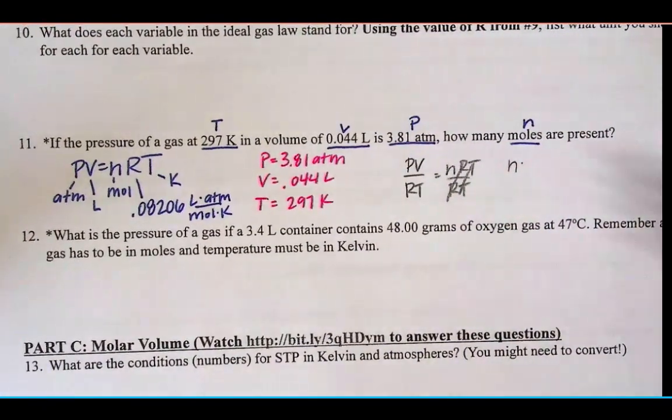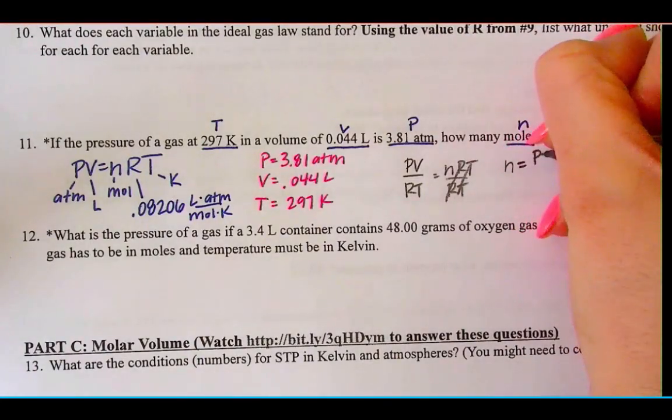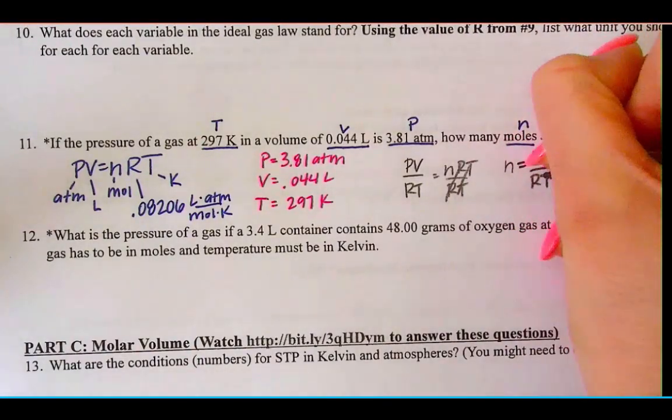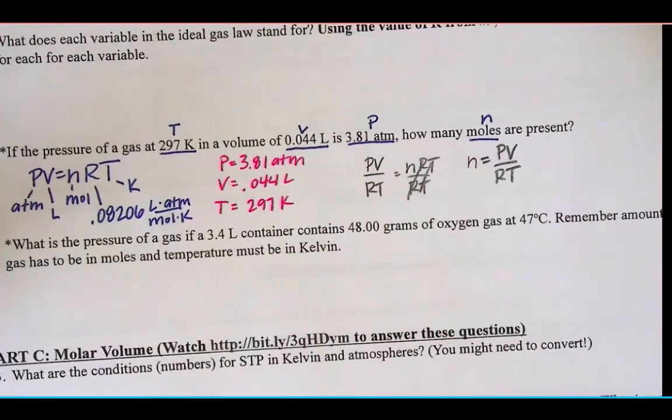Right? n equals P times V over R times T. Be careful with your algebra.